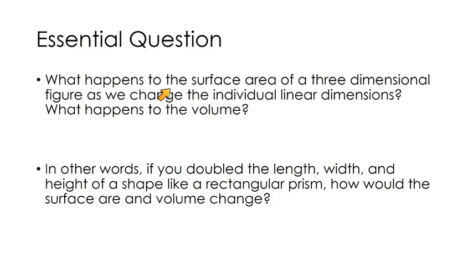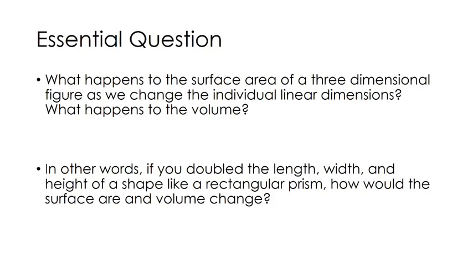It's what happens to the surface area of a three-dimensional figure as we change the individual linear dimensions, and what happens to the volume. So in other words, if we were to take a figure and double the length, width, and height of it, how would that affect the surface area, that should say area, and how would it affect the volume? And here's a hint. It doesn't necessarily double like the linear dimensions do. So that's what I want you to keep in mind.